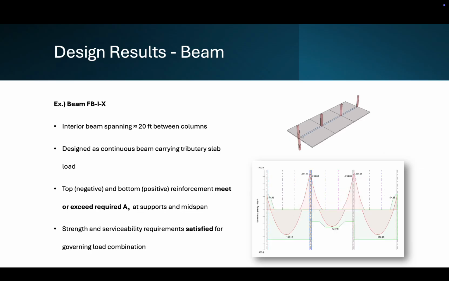Next, I'm choosing FBIX, the interior beam running in the X direction. This beam spans 20 feet between the columns and carries a tributary load from the slab. Modeled as a continuous beam, you see the negative moments at the supports and positive moments in the span. I used those peak moments to size the top steel over those supports and the bottom steel at the midspan, providing reinforcement of 3 number 7s at the top and 4 number 8s at the bottom, which met or exceeded the required areas.